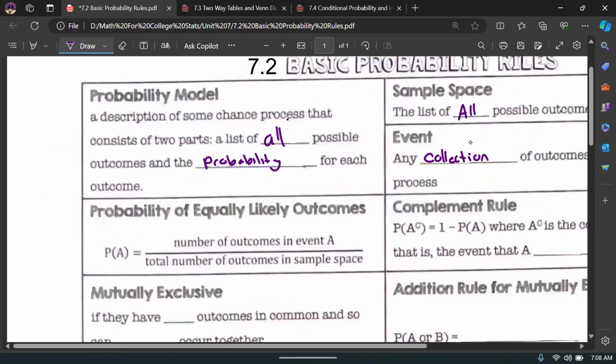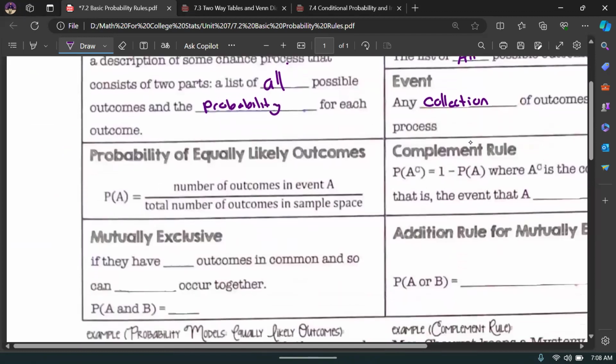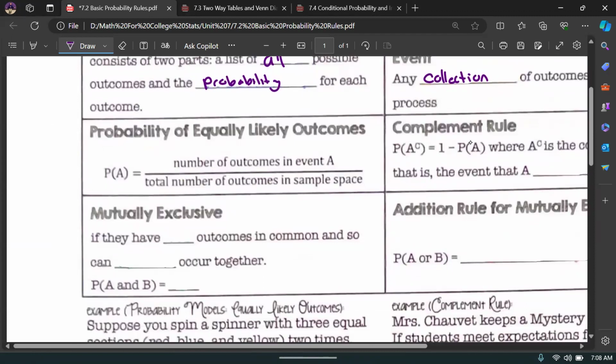Okay, moving on. Probability of equally likely outcomes. You already know this, but it's nice to have it written down. Probability of A, where A represents an event, is the total number of outcomes in that event divided by the total number of outcomes in the sample space.